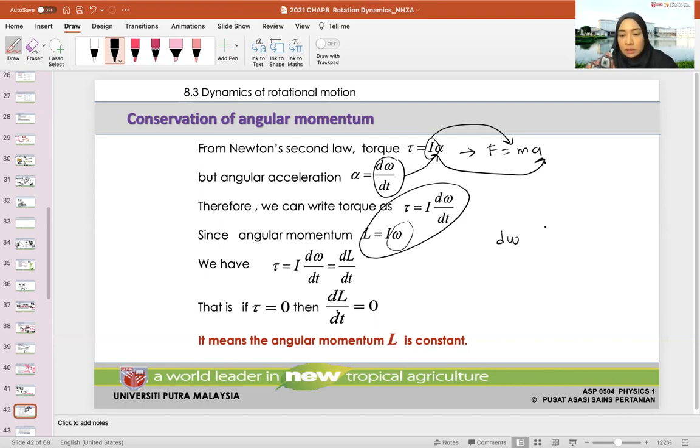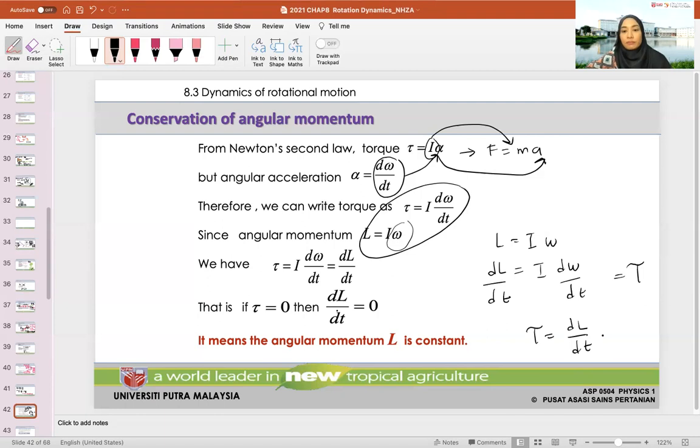Let me try again. L is equal to I omega. I want it to have d omega dt. So if this has to have d omega dt, this has to have dL dt. Now I have I d omega dt. Oh, it kind of looks like torque. So torque is actually the rate of change in angular momentum, dL dt. So torque is dL dt.